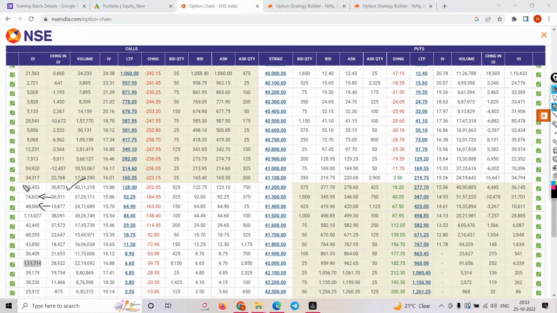So now, looking at the overall picture, check the 10 open interest strikes of call and put. You will get to know. So tomorrow the market might be sideways to bearish. Simple, because you have a huge open interest build-up on the call side.